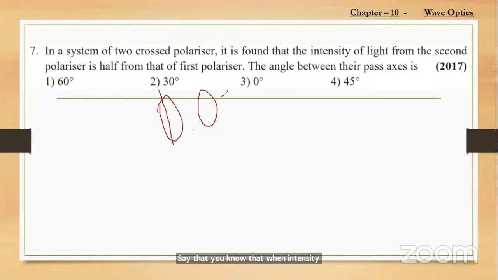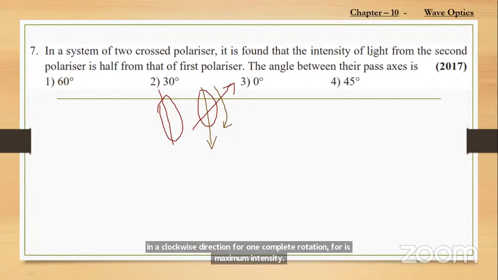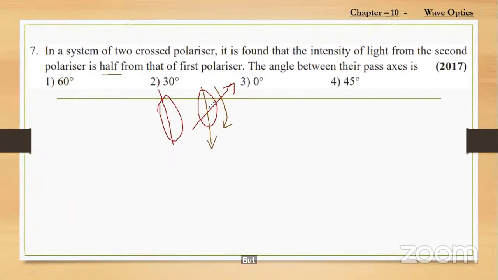If this polarizer is rotated 90 degrees, then the intensity of light reduces to 0. If it is rotated again to the next angle, then again the intensity becomes maximum. That means if you rotate in a clockwise direction for one complete rotation, twice the maximum intensity comes, and twice the minimum intensity comes. Here they have told that the intensity of the second becomes half. Intensity becomes half, then what is the angle that they are going to rotate?